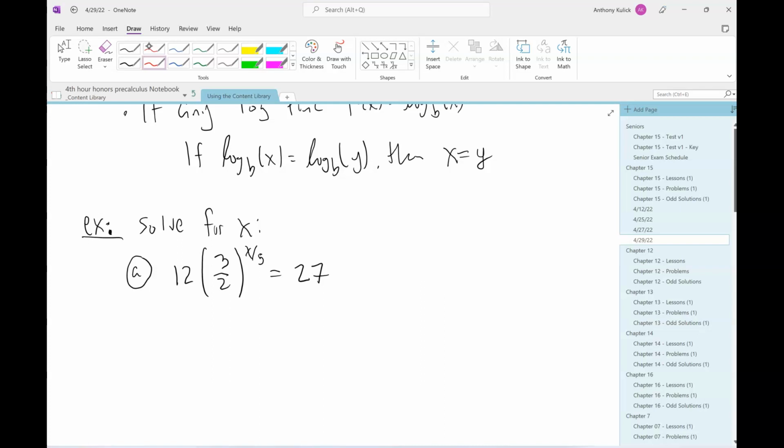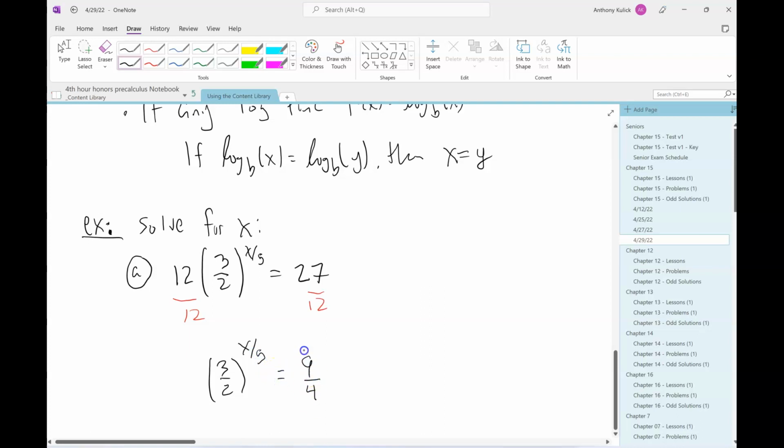First thing we want to do is divide by 12. My goal is to get the exponential piece by itself. So certainly I can divide both sides by 12. Could I have multiplied the 12 into the 3 over 2? Would that be okay also? No, very good. Why not? Because the exponents are different. Yes, that's what it comes down to.